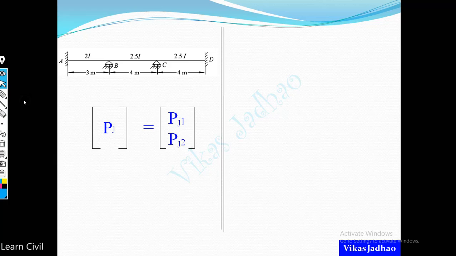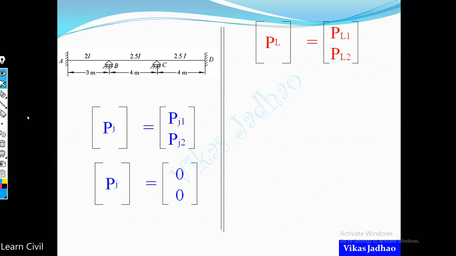So first we will find out the PJ matrix. Now the PJ matrix will have two coefficients, PJ1 and PJ2. Here PJ1 is the external moment which is acting at coordinate number 1, that is at joint B. This PJ1 will be 0 because no external moment is acting at joint B. And PJ2 is the external moment acting at joint C or at coordinate number 2. You can see here no external moments are acting at B and C, therefore this will again be 0. So the PJ matrix will be 0.